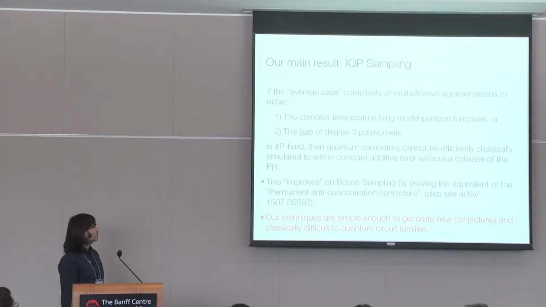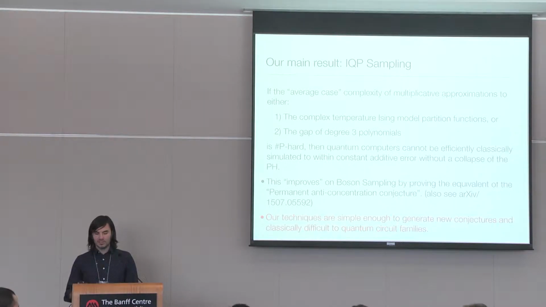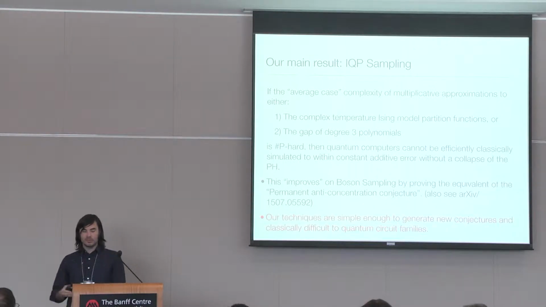What do we actually show? What we show is that if the average case complexity of multiplicative approximations to either the complex temperature Ising model partition functions or the gap of degree 3 polynomials is sharp-P hard, then quantum computers cannot be efficiently classically simulated to within a constant additive error without a collapse in the polynomial hierarchy. As I said, this improves on the Boson sampling protocol by proving the equivalent of the permanent anti-concentration conjecture.